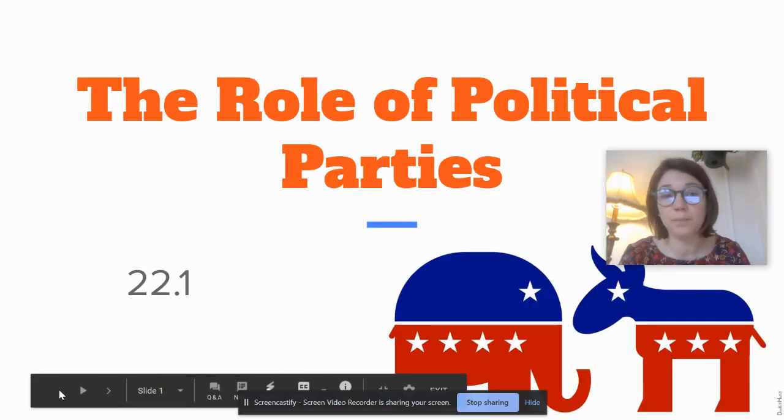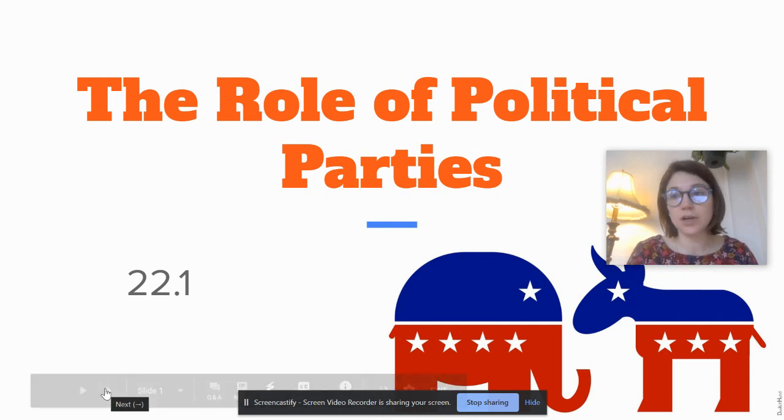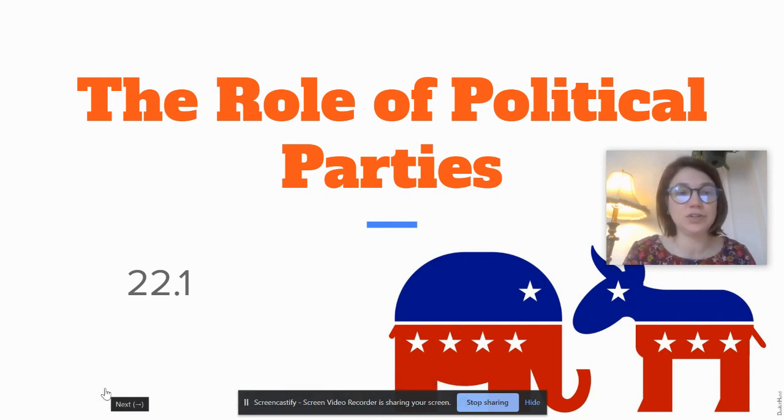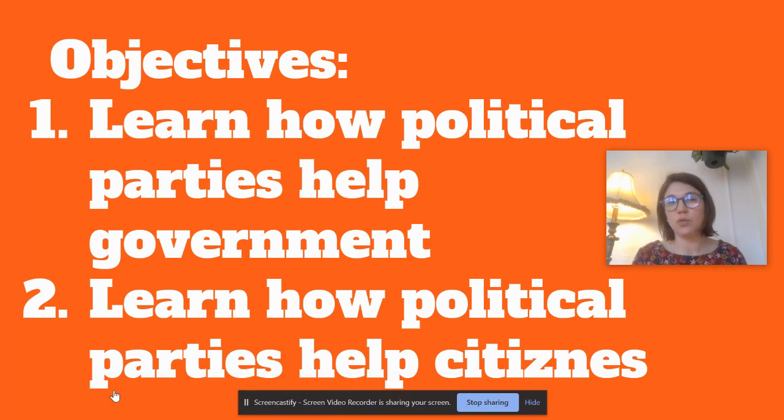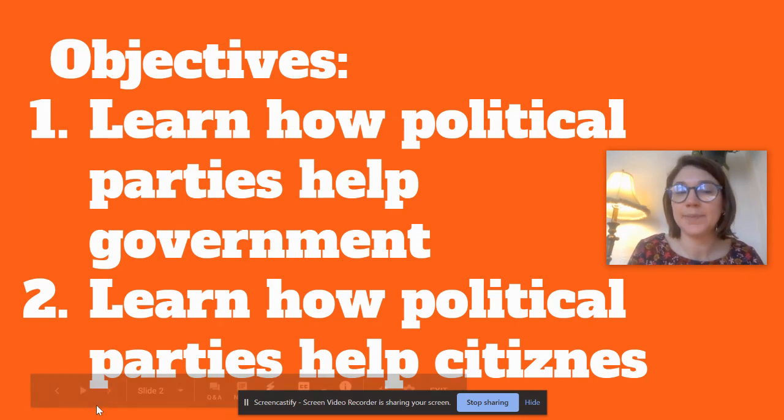This is the role of political parties. We are starting a new chapter, chapter 22 in your textbook, and we're going to start with the first lesson. So what are the two things you need to get out of 22.1? We're going to learn how political parties help the government, but we're also going to learn how political parties help citizens.